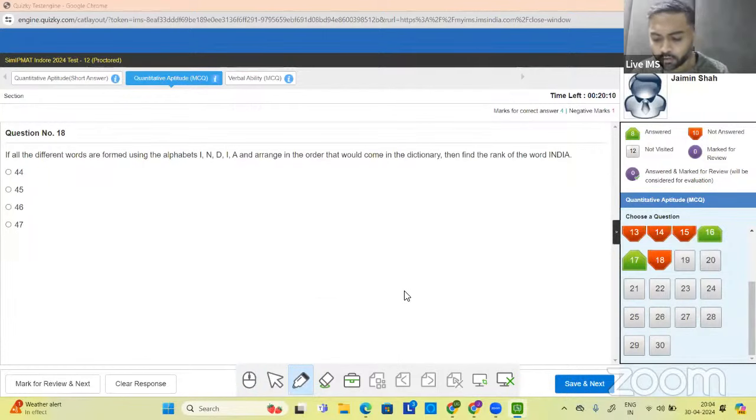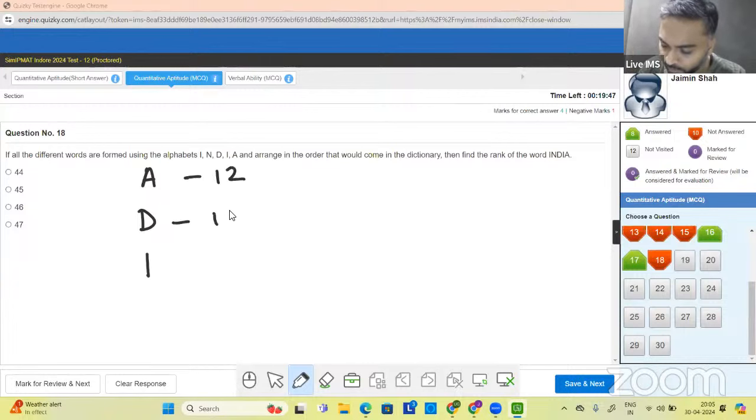If all the different words formed by using the alphabets of India are arranged in the order that would come in a dictionary, find the rank of the word India. So basically, you will have the words starting with A, then D, then I. So D से start होने वाले कितने word होंगे? 4 factorial upon 2, that is 12 words.